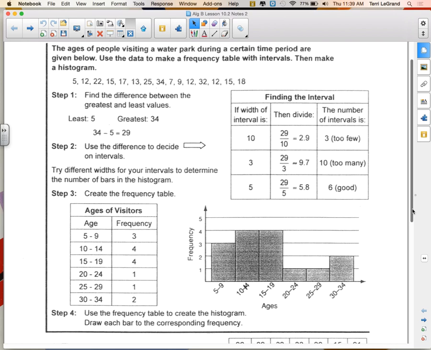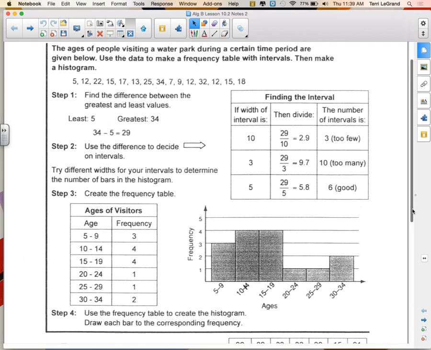So ages of people visiting a water park, and we have somebody who's 5 years old, 12 years old, 22 years old. Okay, so basically what we're going to do is take that data and make a frequency table with it. In other words, if I said to you, how many kids were there? How many teenagers were there? How many adults were there? If we make this into a frequency table, we could show how many were in that age group. And so that frequency would be how many of them.